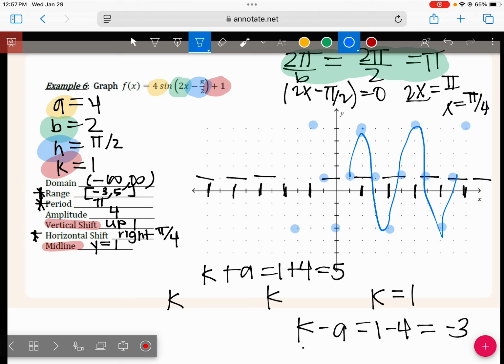Are there any questions about this graph? Nothing? Makes sense to everybody? Okay, so that's all we had to do.